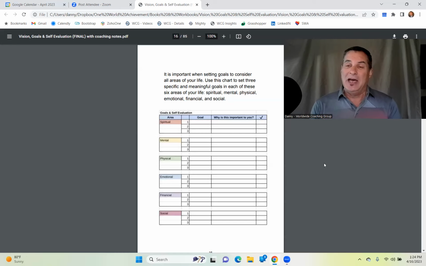And then also social. What are your social goals? Do you want to be more social, less social? Do you want to have more great friends in your life? Do you say, no, I've kind of got the friends that I need at this point? Any of those are fine. Again, there are no right or wrong answers.